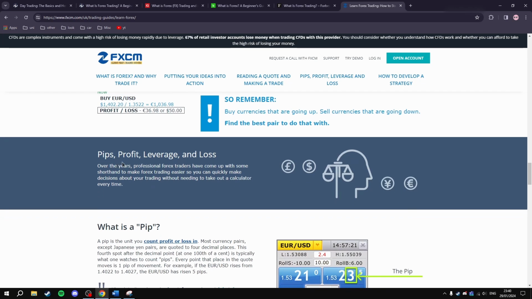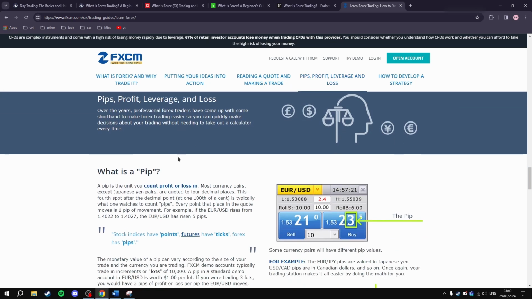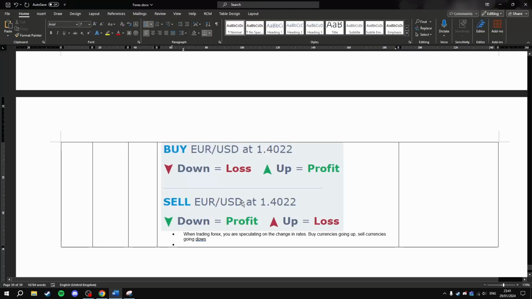Pips, profit, leverage and loss. Over the years, professional forex traders have come up with some shorthand to make forex trading easier so you can quickly make decisions about your trading without needing to take a calculator every time. What is a pip? A pip is a unit you count profit or loss in. Why is that highlighted? Oh, okay, that's a pip calculator.